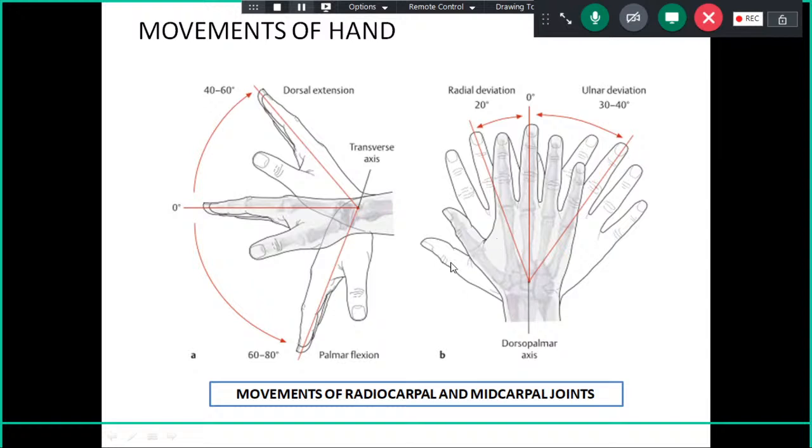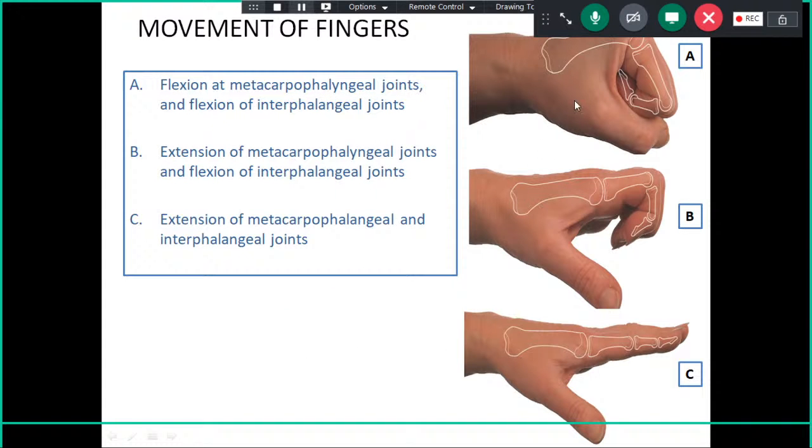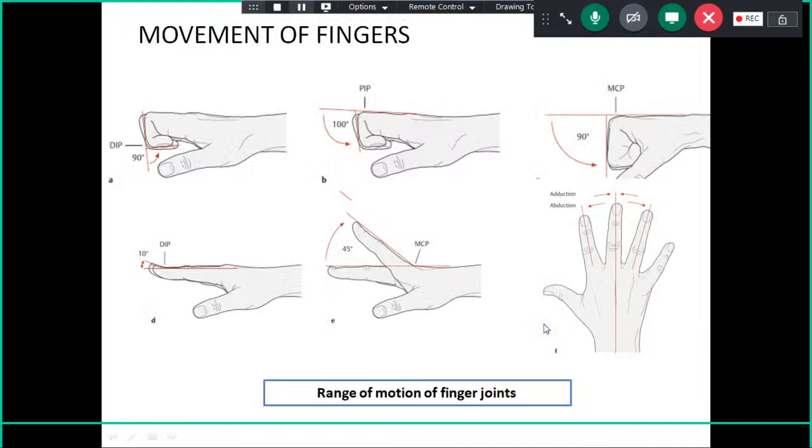Here you see flexion at the metacarpophalangeal and interphalangeal joints forming a fist. This is showing extension of the metacarpophalangeal joints with flexion of the interphalangeal joints, and here extension of both the metacarpophalangeal and interphalangeal joints.